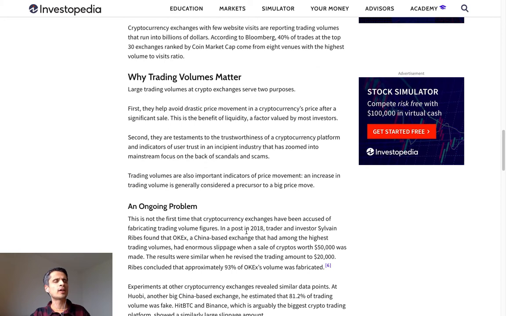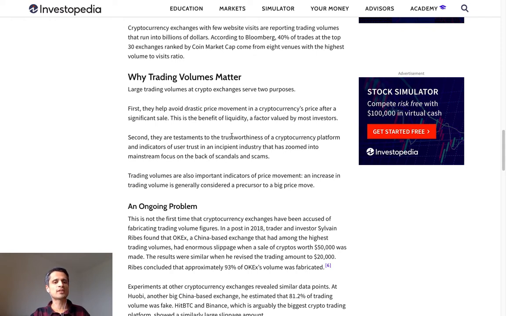So why do trading volumes matter when you're looking to invest in cryptocurrency? First, trading volumes help avoid drastic price movement in a cryptocurrency's price after a significant sale. This is the benefit of liquidity, a factor valued by most investors.